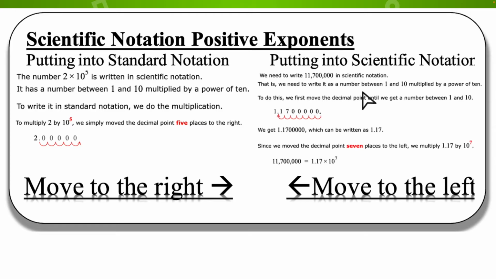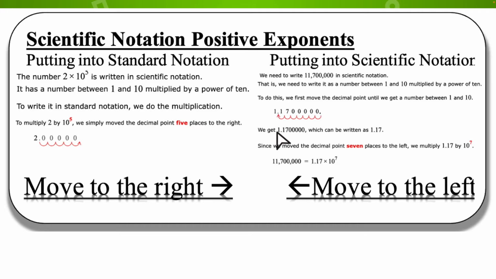So we need to write it as a number from 1 to 10 multiplied by a power of 10. Our first job is to move the decimal point to the very first number in the number we're given. So we're going to move this decimal point. We're just going to keep bouncing it to the left until we get to that first number. We don't want to go past it. We need only one number in front of there. But remember, it can't be 0. It has to be 1, 2, 3, 4, 5, 6, 7, 8, or 9.